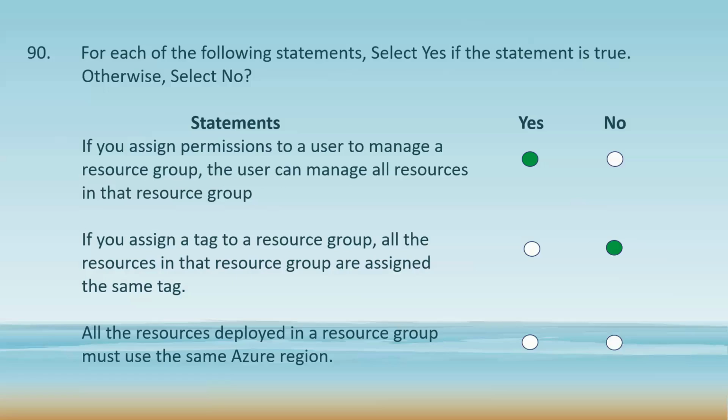Next statement, all the resources deployed in an Azure resource group must use the same Azure region. Again, no, the statement is incorrect. Resources can be deployed in multiple locations and reside in the same resource group. They can also be deployed in any location, irrespective of the location of the resource group.